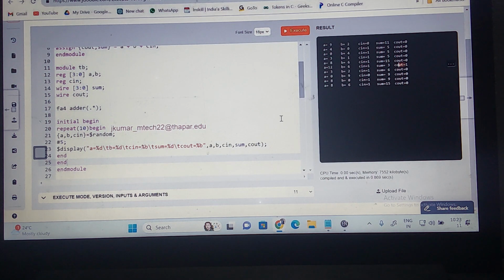The minimum is 12, the subprime is 6. And if you make C in equal to 1, then 12 plus 6 is 18, and 18 plus 1 is 19. 19 in binary is 1, 0, 0, 1, 1. The sum will take 4 bits, so 0, 0, 1, 1 is 3, and C out is 1. So 1, 0, 0, 1, 1 is 19. Did you understand? Are you clear?